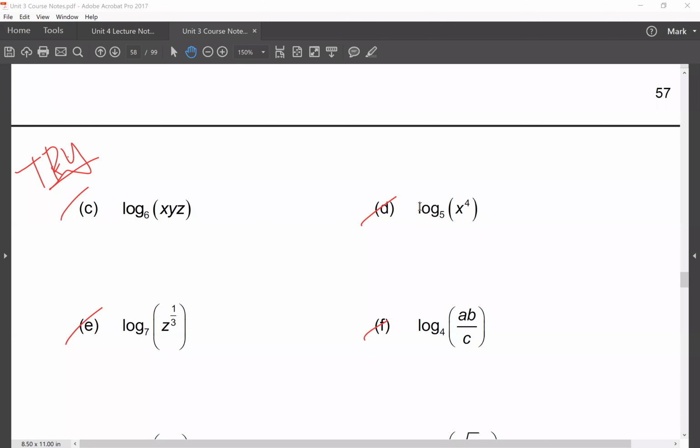So something like question C, I could expand this to just be log 6 x plus, and you don't need the brackets. I don't know why I'm putting brackets there. Plus log 6 y plus log 6 z, or z if you're Canadian. They're all multiplied, x times y times z, so I can turn them into addition.